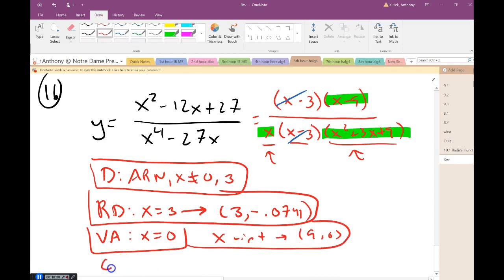And then my end behavior, well, I notice the degree of the numerator is less than the degree of the denominator. So it's either y approaches 0 or y equals 0. And since I have an x-intercept, I know the line y equals 0 is crossed, so it's just y approaches 0.